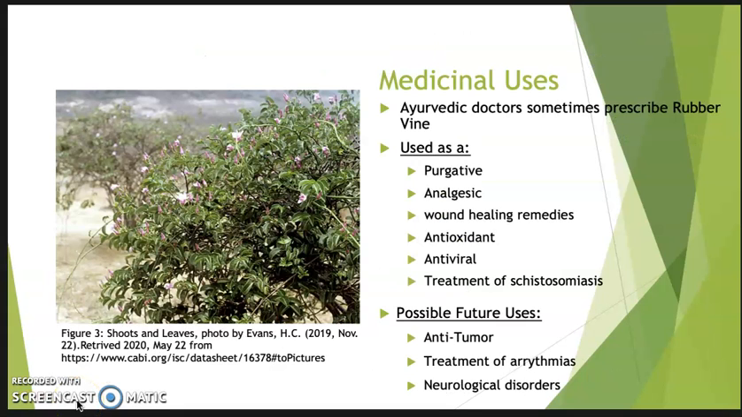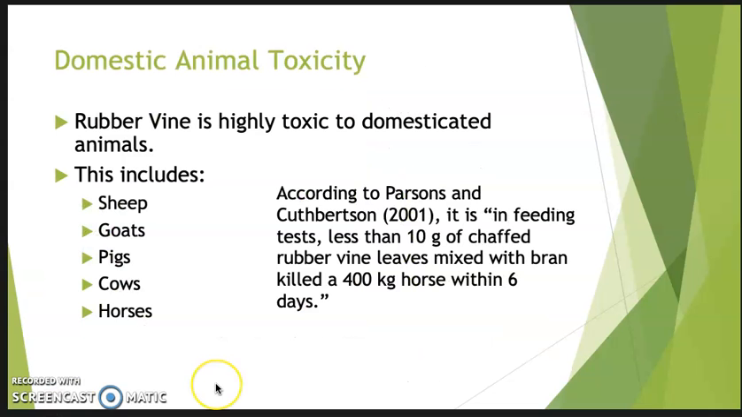Rubber vine is mostly considered a toxic plant. Some Ayurvedic doctors will prescribe taking the plant for certain ailments. Rubber vine use typically involves the leaves to make a concoction for consumption. Continuous research is currently looking at more intense ways of using rubber vine for its analgesic properties, anti-tumor properties, and treatment of neurological disorders. Rubber vine cardinalides are highly toxic to domestic animals and contribute the majority of poisonings. According to Parsons and Cuthbertson, in feeding tests, less than 10 grams of chaffed rubber vine leaves mixed in bran killed a 400 kilogram horse within 6 days.